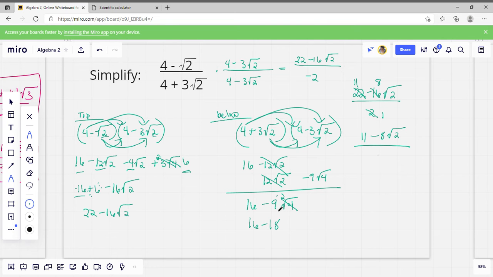over 1. So we don't have a bottom anymore. Okay, you could write it like that, or you could write it as negative 11 plus 8 times the square root of 2. Okay, either of these answers is correct. Right there. Oh yeah, that was a negative. Yes. So that simplifies to there. Actually, yes. All right, so let's try another one.